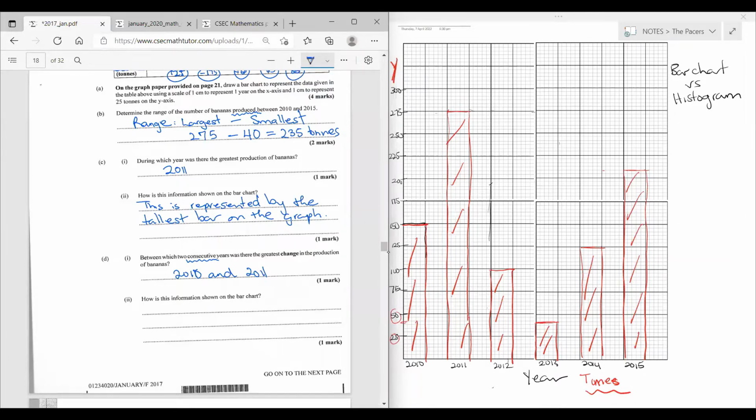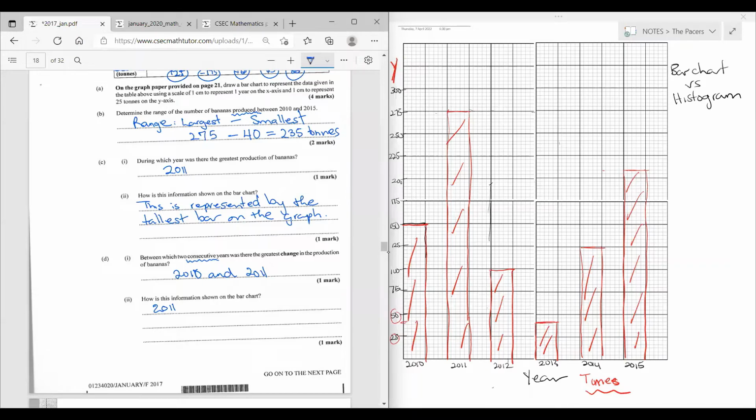How is this information shown on the bar chart now? Because 2011 is higher than 2010. No, remember, you're not comparing the two. They're asking how the greatest change between 2010 and 2011 is represented on the graph. It shows that it had a production of 125 bananas more than 2010.